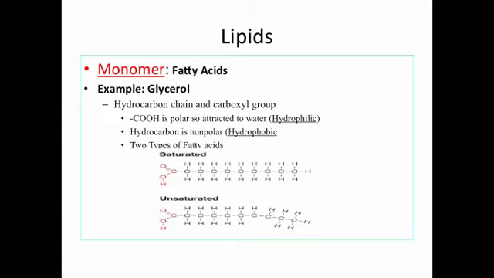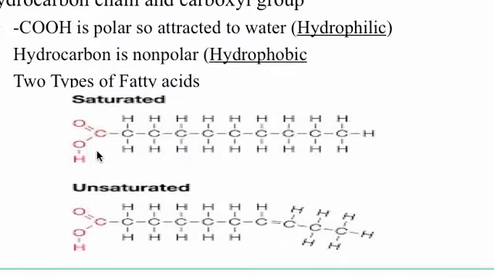The monomers for lipids are fatty acids. The example we're going to be talking about is glycerol. It's a very nice long hydrocarbon chain with a carboxyl group. It has a COOH portion to it if you look at this molecule down here. And this end of the molecule is considered polar, which means it's attracted to water, which means it's hydrophilic. Hydrophilic means hydro, meaning water, philic, meaning like, so it likes water, or it's considered water-loving. It means it generally dissolves in water.